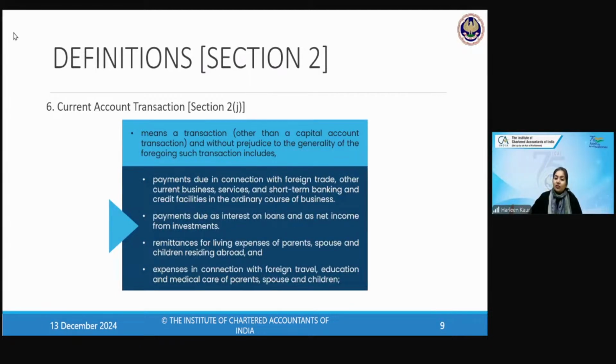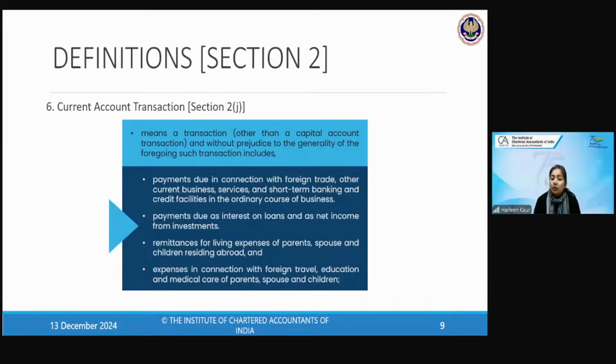Now, what are current account transactions? Other than capital account transactions. So whatever is not capital account, where assets and liabilities are not involved, where ordinary business is involved, that is a current account transaction. Payments in connection with foreign trade and other current businesses, short-term banking and credit facilities in the ordinary course of business. So children, the major phrase used in current account transactions is ordinary course of business. Whatever payments you are making, whatever loans you have taken, you pay the interest on loans, or if you have investments, you will be earning income on the investments.